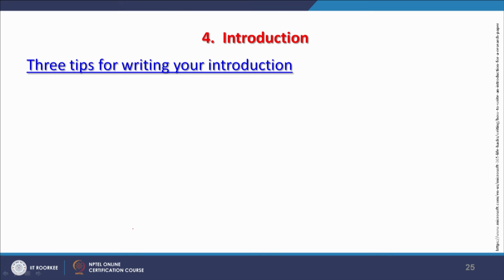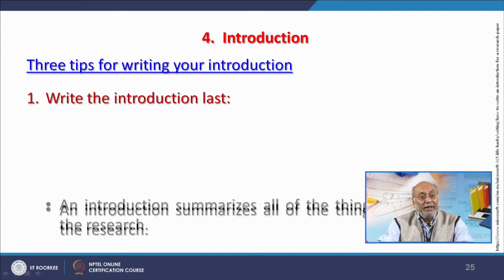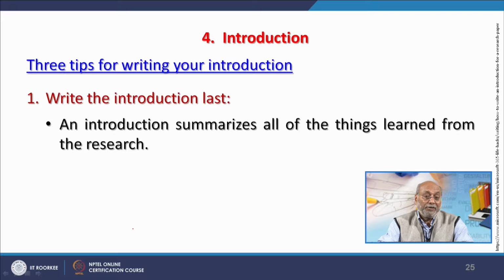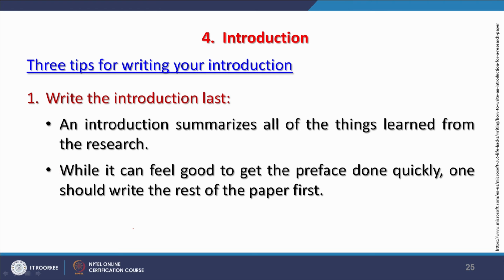3 tips for writing your introduction. The first one is to write the introduction last. This is very, very important. Sometimes we start going in sequence and may find it difficult to write the introduction in the beginning. So you may write the introduction last, or an abstract or summary also at the end. Because an introduction summarizes all the things learned from the research, it is recommended that it be written last. It can feel good to get the preface done quickly, but one should write the rest of the paper first.